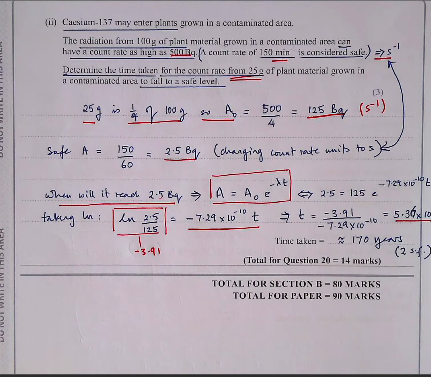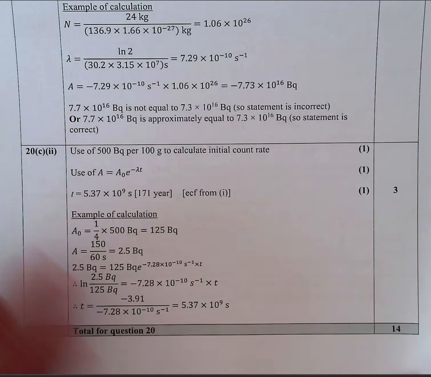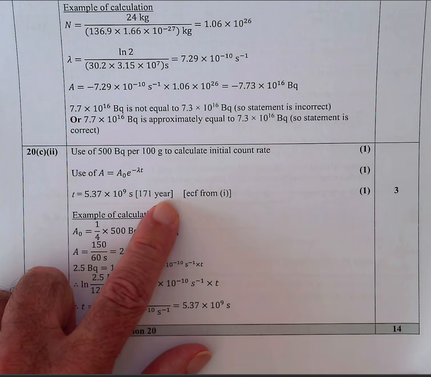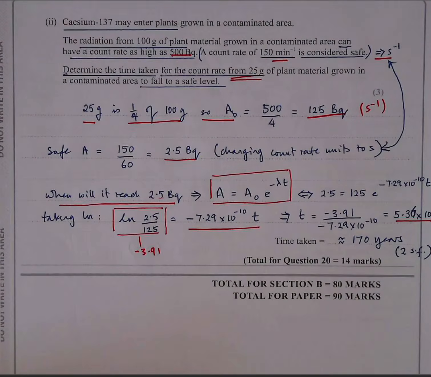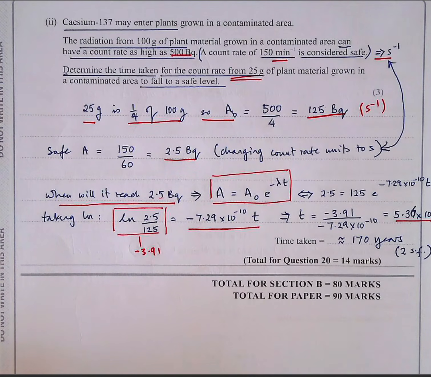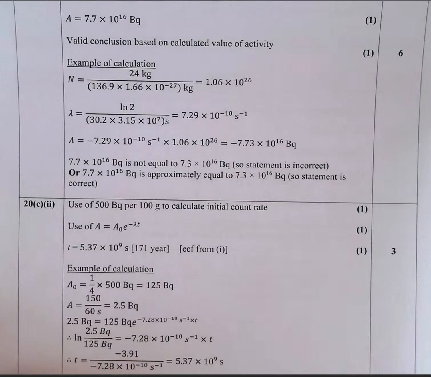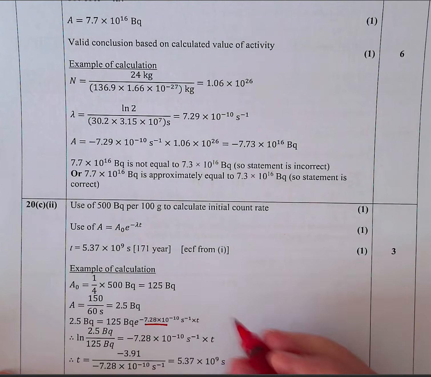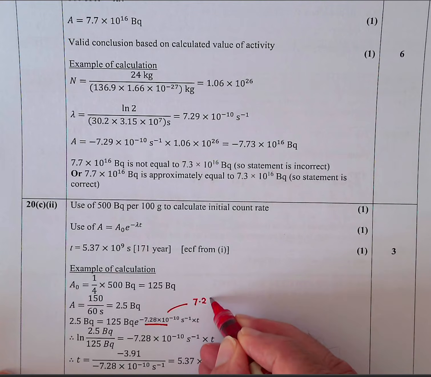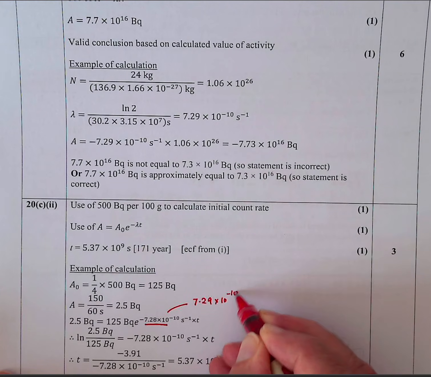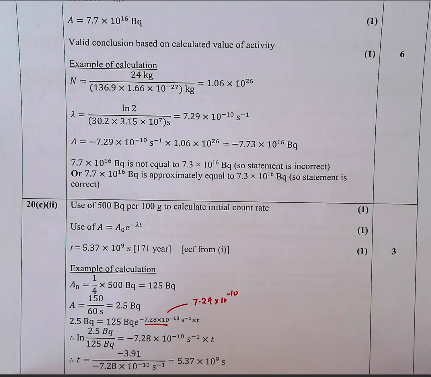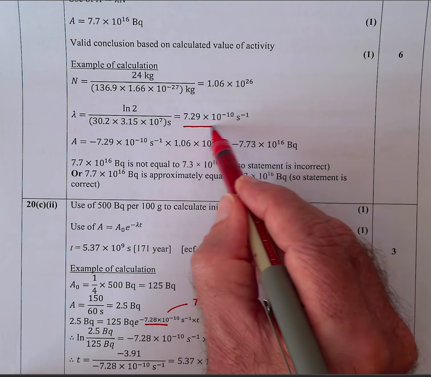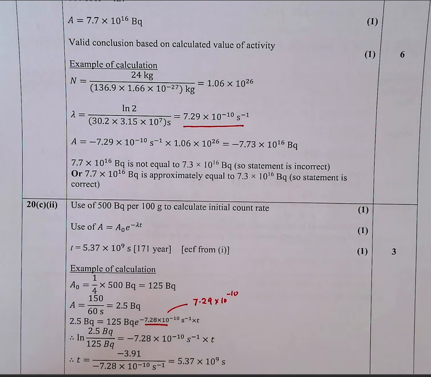But in the exam, they have accepted it in seconds. Oh, they put seconds, but then they put 171 years. I got 170 years. I think by mistake they put in a value here of 7.28. I think that should be 7.29 times 10 to the minus 10 from our answer before. I think they just had a typo error in their calculator.